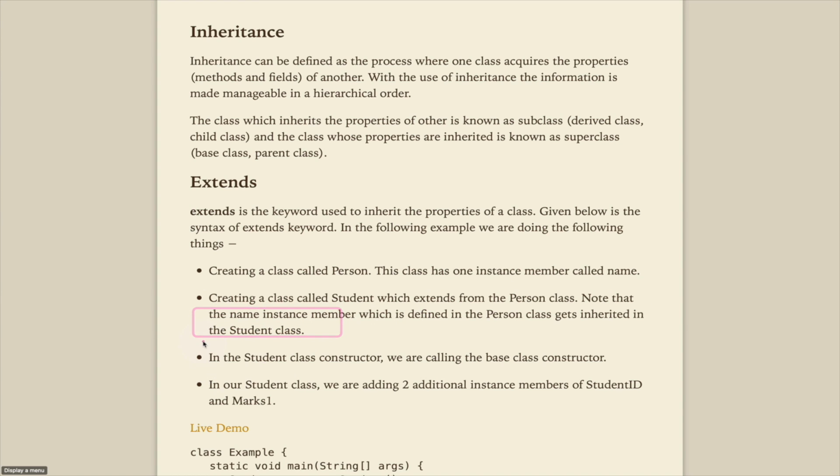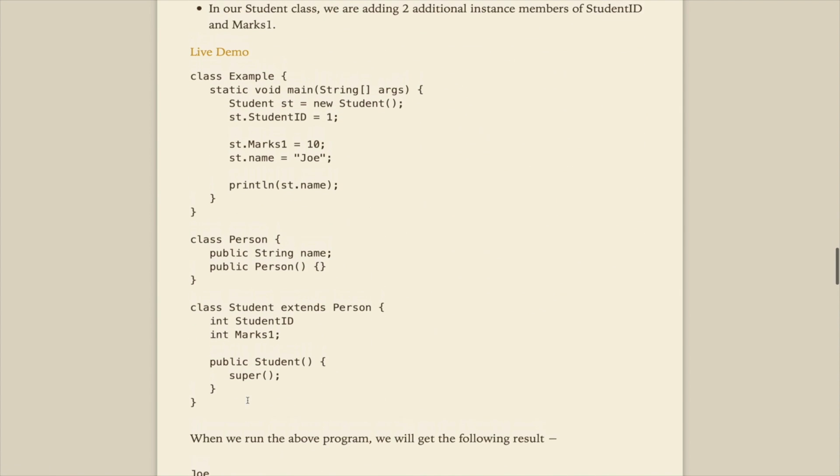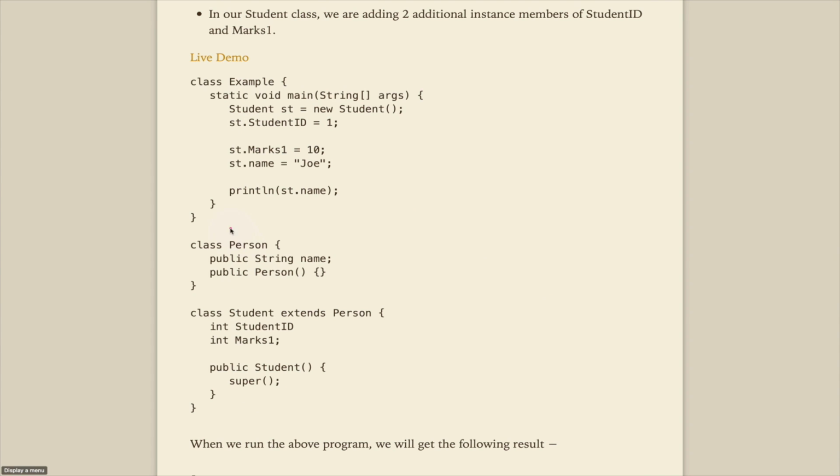And in the student class constructor, we are calling the base class constructor function. In the student class, we are adding two additional instance members, studentID and mark1. I'm not going to use mark1, but let's go down and see what's happening here. All right, let's take a look at this. So we have this example class, which is just creating a new instance of a student class. And what we're doing here in the student class, we have an extends keyword, and the extends keyword is followed by a person.